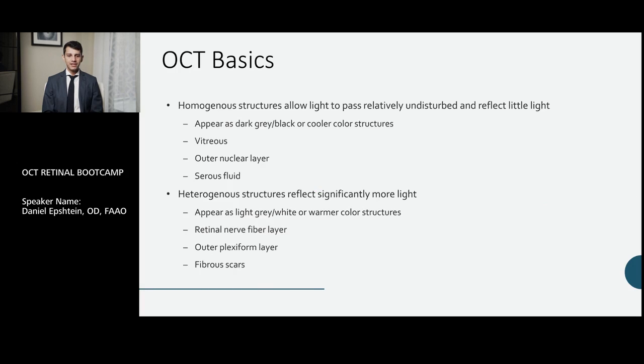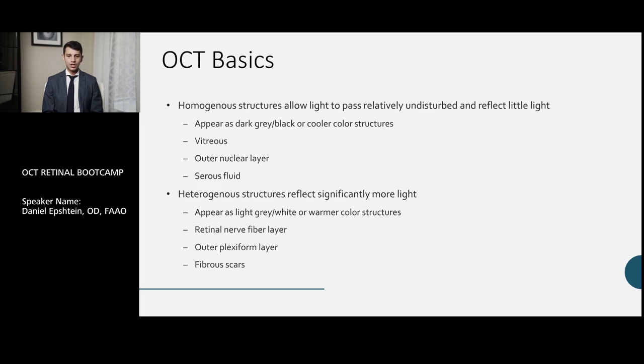So the basics is really the homogeneous structures. They allow light to pass relatively undisturbed and reflect little light. So they're going to appear as dark gray and black. So this is something like the vitreous, the outer nuclear layer, where the nuclei are really tightly packed and in more of a regular structure. And then of course serous fluid, because that's mostly water.